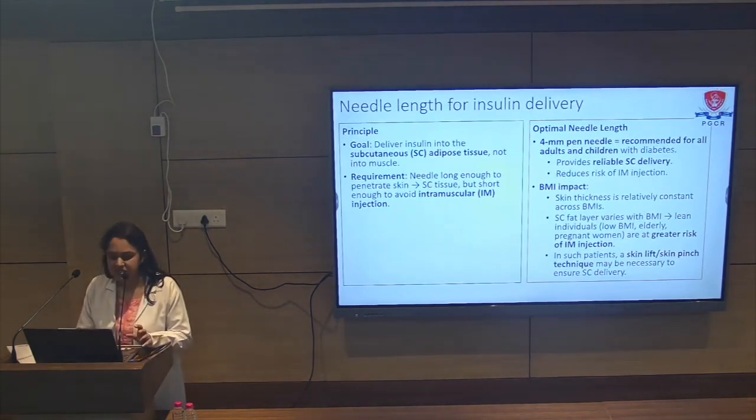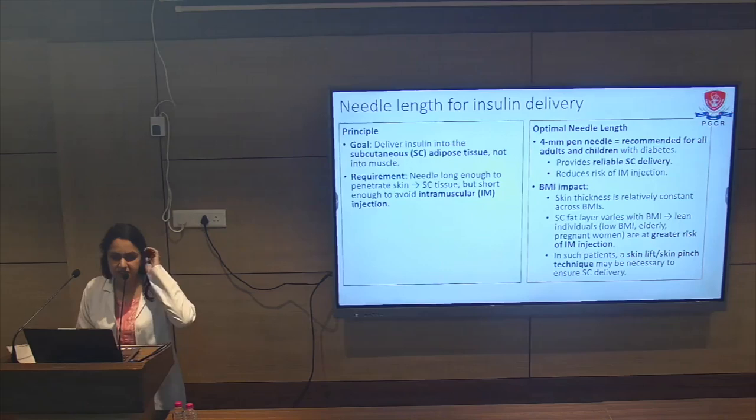Now skin thickness is relatively constant across all BMIs. The subcutaneous fat layer varies with BMI, especially in lean individuals with low BMI, the elderly or pregnant women. They are at greater risk of intramuscular injection. In such patients, a skin lift or skin pinch technique may be very necessary to ensure subcutaneous delivery.